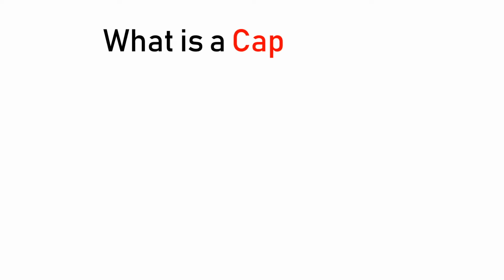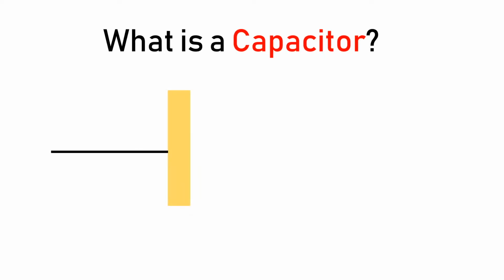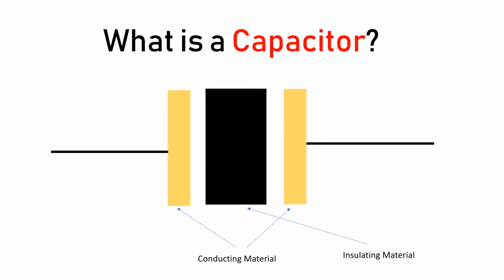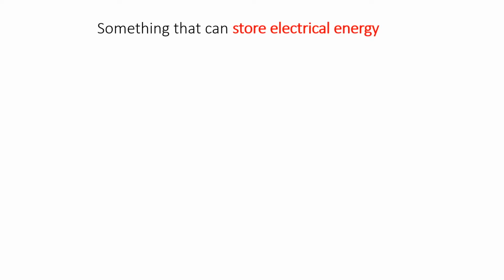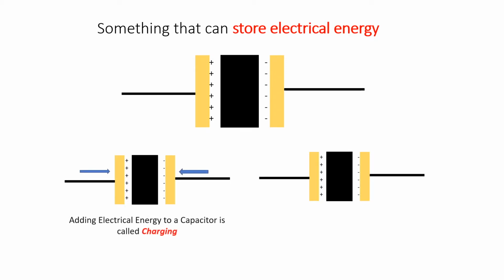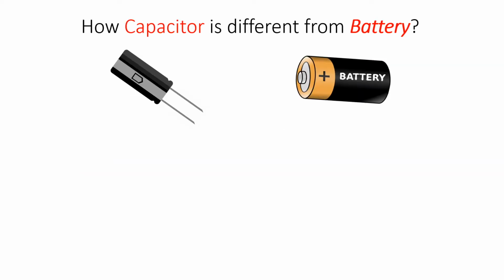What is a capacitor? Take two electrical conductors and separate them with an insulator and you make a capacitor, something that you can use to store electrical energy. Adding electrical energy to a capacitor is called charging and releasing the energy is called discharging. You might be wondering, if a capacitor is used to store electrical charge, how is it different from a battery?